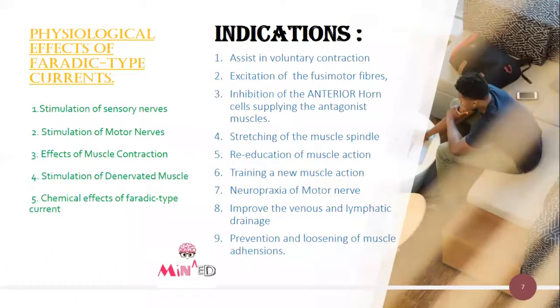Prevention and loosening of muscle adhesions. To prevent muscle adherence, we have to loosen the muscle bundle by giving stimulation with the alternating Faraday type current, and it will prevent adhesions.